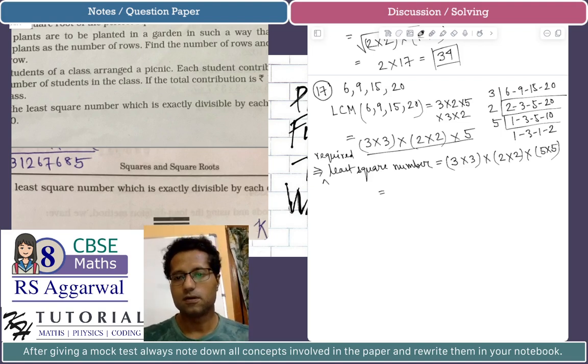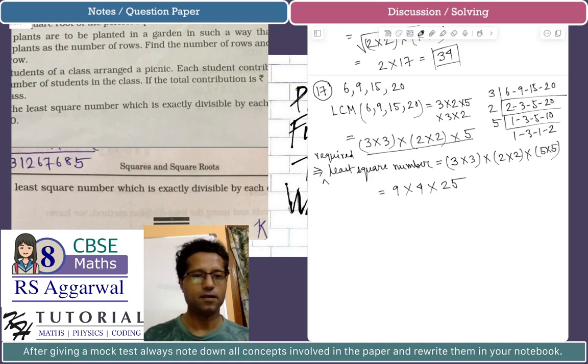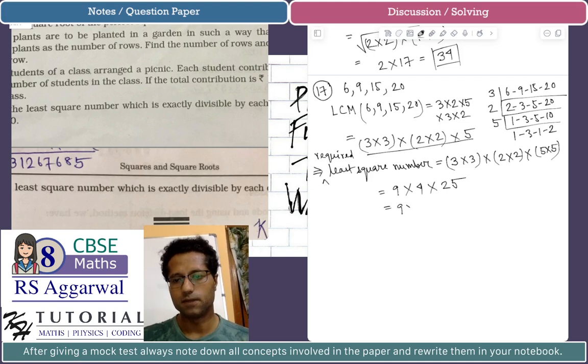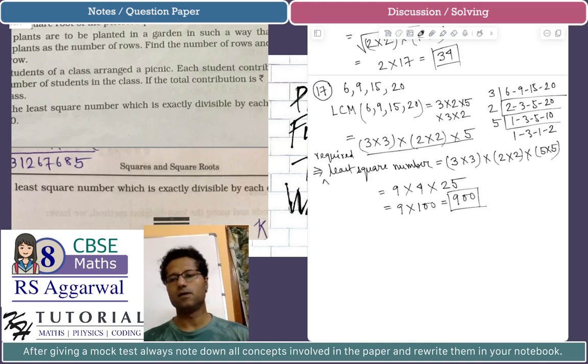So this is 3 times 3, 2 times 2, and 5 times 5, which is 9 multiplied by 4 multiplied by 25. So we have found the least square. This is equal to 9 multiplied by 100, which is 900. So 900 is the least square number that is divisible by the given numbers 6, 9, 15 and 20.